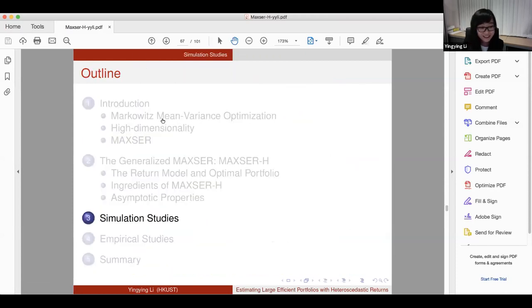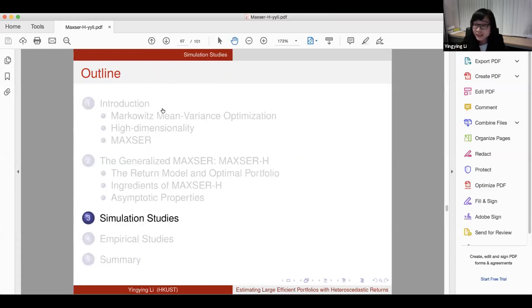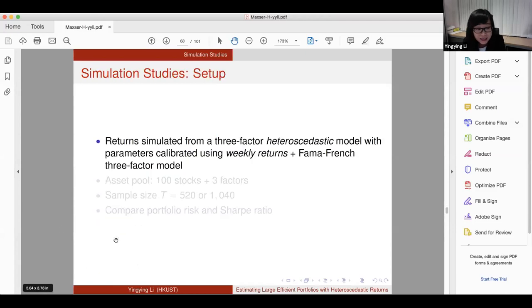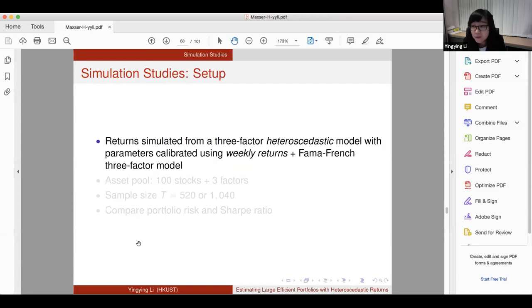All right. So if no question, I will proceed to simulation studies. So we actually conducted quite a lot of extensive numerical studies. Empirical studies would be more interesting, but we can see from simulation studies some of the performance if we know, for example, the theoretical, the true parameter values, then we can calculate the true risk and Sharpe ratios for comparison. So there's some value to see this.